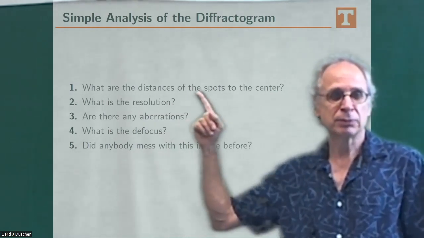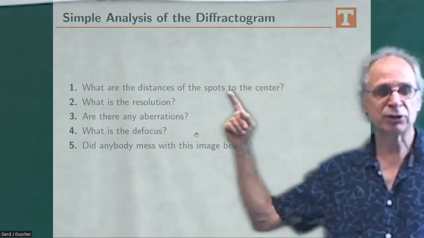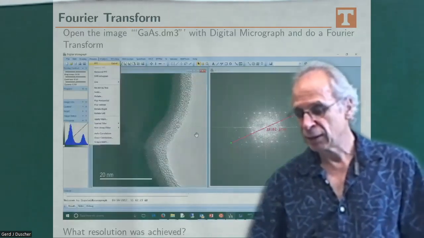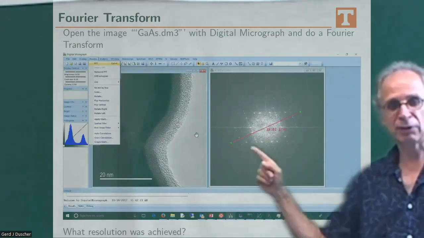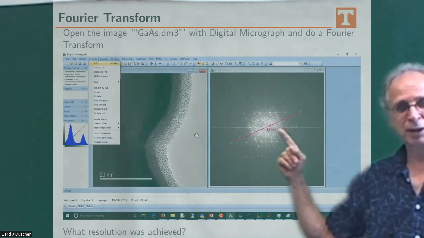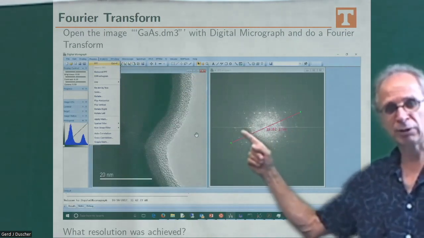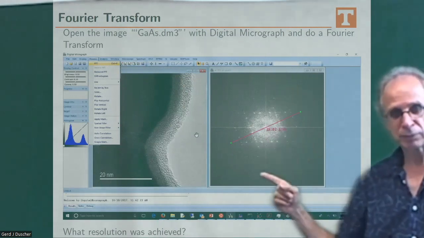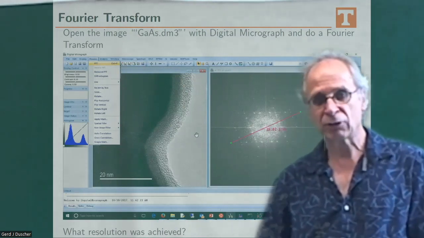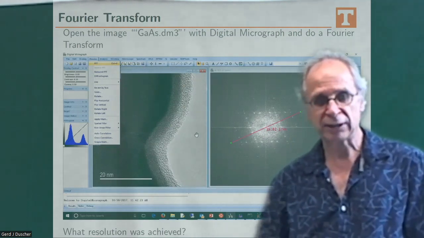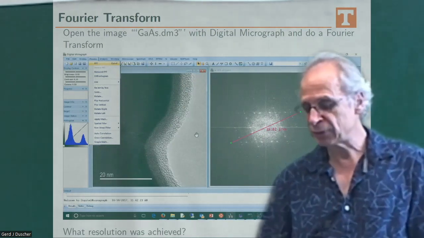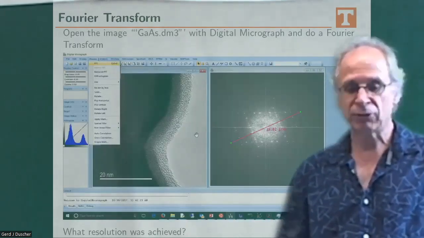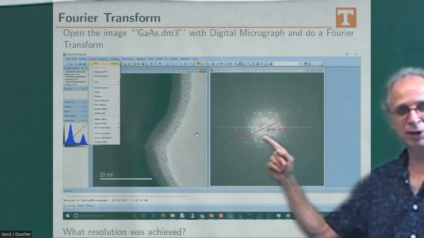So, simple analysis, and we did that already. What are the distances of the spots? So we get the resolutions. Are there any aberrations? Now we have some amount of information here. And we see we have a small astigmatism problem. We also have resolution only in one direction and not in the other one. So there is a little bit of loss of information in the one direction or the other. Could be instabilities, sample drift, whatsoever. So we see the defocus. We see the defocus because we have some amorphous materials in here. And that is what we see here.